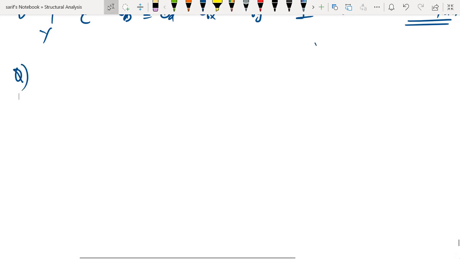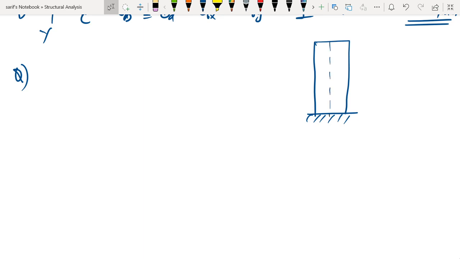So what we are having is a column, and there is a load that is acting at an eccentricity of 10 mm, and in the cross section, if you look, the cross section is going to look like this. So this is your x-axis, and this is the y axis.